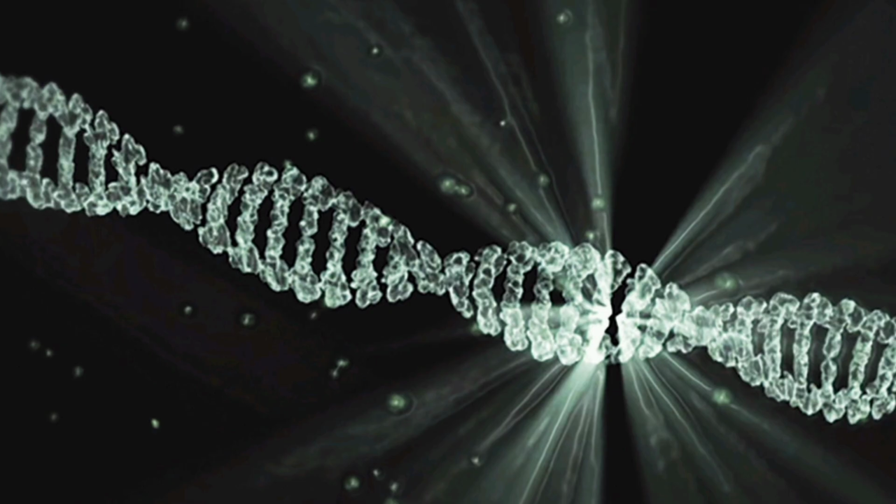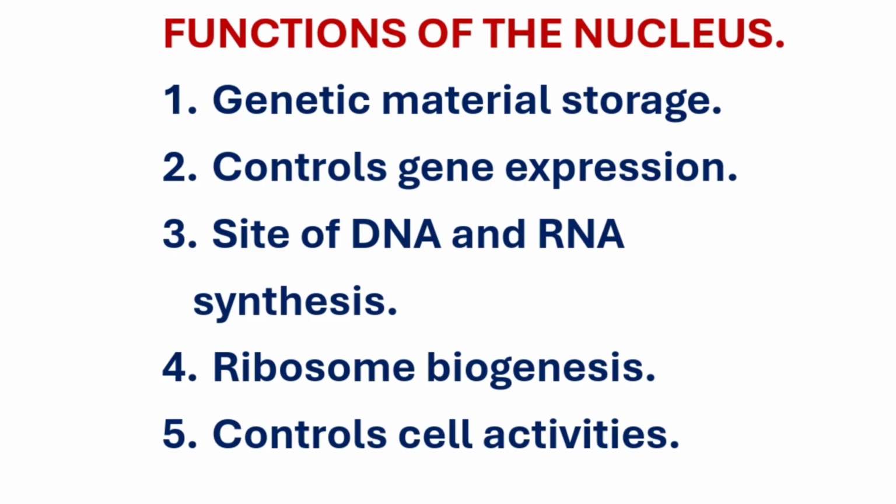DNA replication and transcription, that's copying of DNA to RNA, occur within the nucleus. Ribosome biogenesis. The nucleus is also a site for ribosome assembly, which are essential for proteins. Control cell activities. It regulates metabolism, growth, and reproduction.